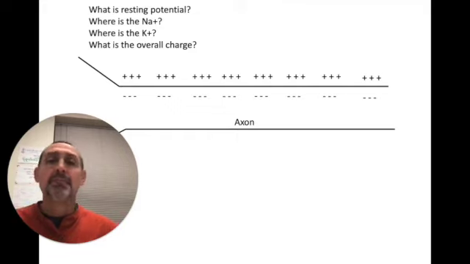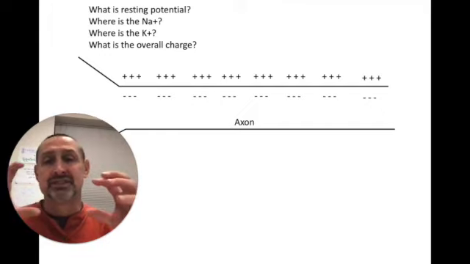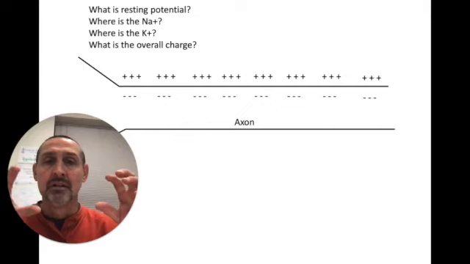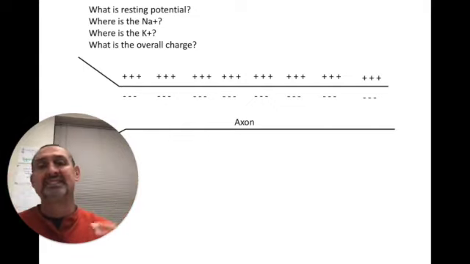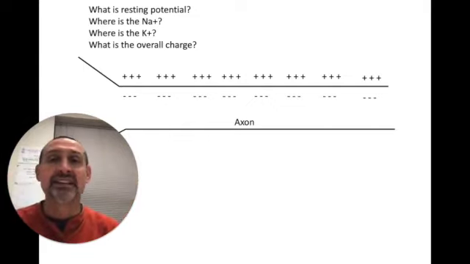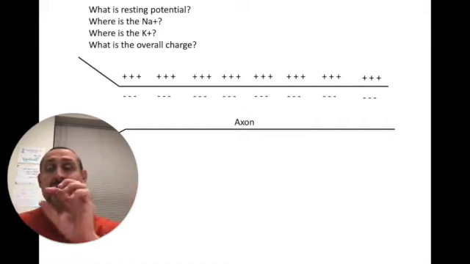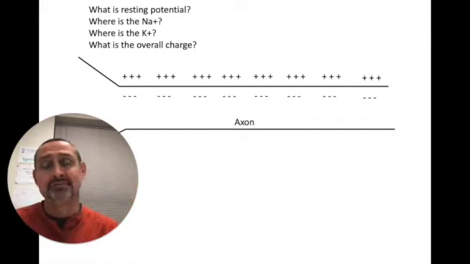How does a nerve impulse get transmitted? It starts with resting potential. Resting potential means we have a positive charge, a significant positive charge on the outside of the axon. And we have a significant negative charge on the inside of the axon. That difference in charge is going to create our electricity, that impulse that's traveling along the axon.